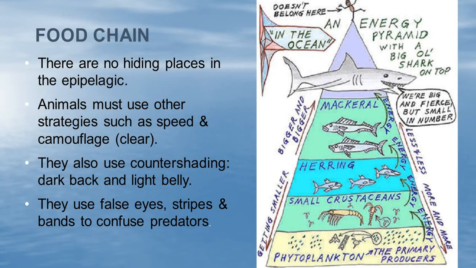All right, so the food chain, here's what we think about. Look at the bottom there, all that phytoplankton down there, the primary producers, and then the zooplankton, then we have fish and bigger fish, and of course the apex predator there at the top.